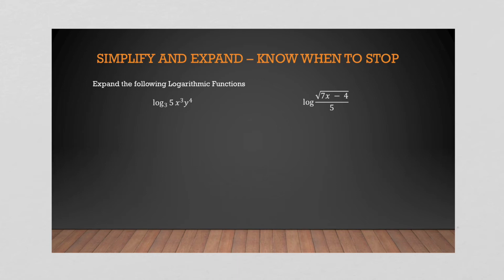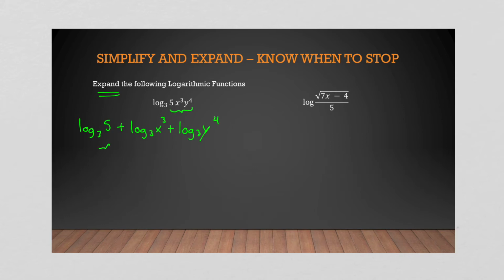Now, in this case, we want to expand. And it's always important that when you're expanding or simplifying, you know when to stop. You know when you can't go any further. Too often we expand all the way and then simplify back down, or vice versa. No, you need to know when to stop. So here I have an object in my log made up of 3 factors. So I can expand that out to log base 3 of 5 plus log base 3 of x cubed plus log base 3 of y to the 4. So I've split up those 3 factors.